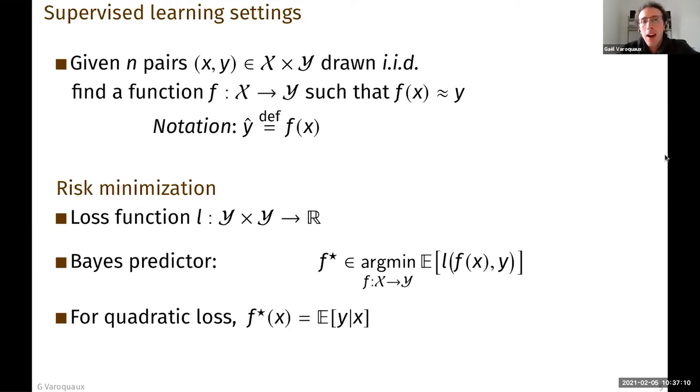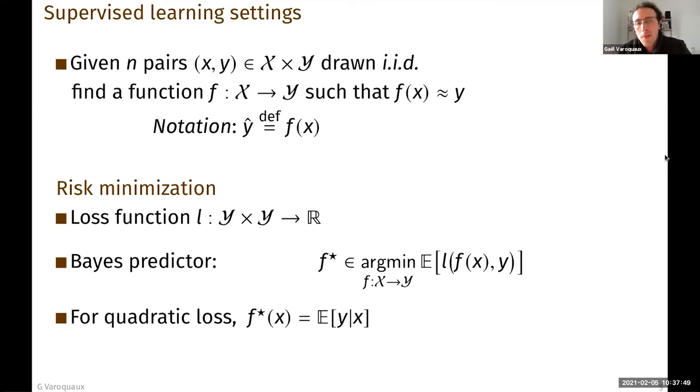And typically, I'll consider a loss that captures this notion of closeness that gives me some measure of error on the space Y. And then I'll be interested in questions such as, can I get close to what I will call the base predictor, which is the function that gives me the minimal expected loss. So really what I'm interested in here is this expected loss and in finding a function that gives me a small expected loss.